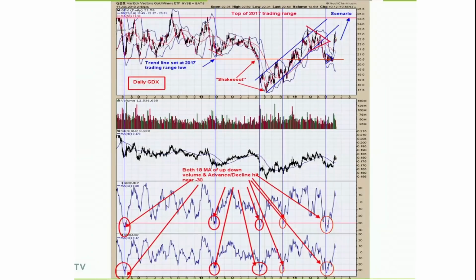This is just a shorter term view. This is a daily GDX. We had a few indicators that we played through, and we found these work pretty well. The bottom is the GDX advance-decline percentage, and we took an 18 moving average of it. You can get these indicators on StockCharts. The next one up is GDX up-down volume percent, also with an 18 moving average. When both get below 30, usually you're near a worthwhile low in GDX.